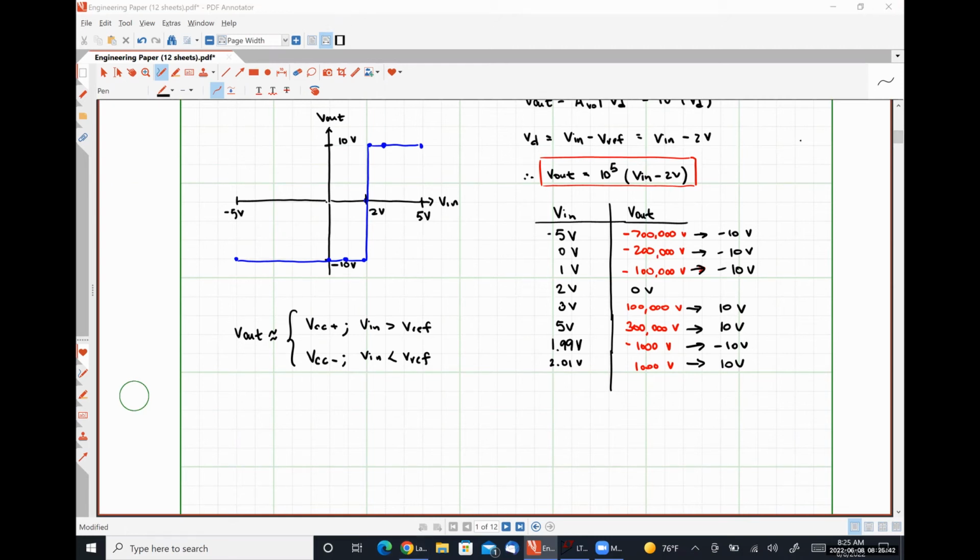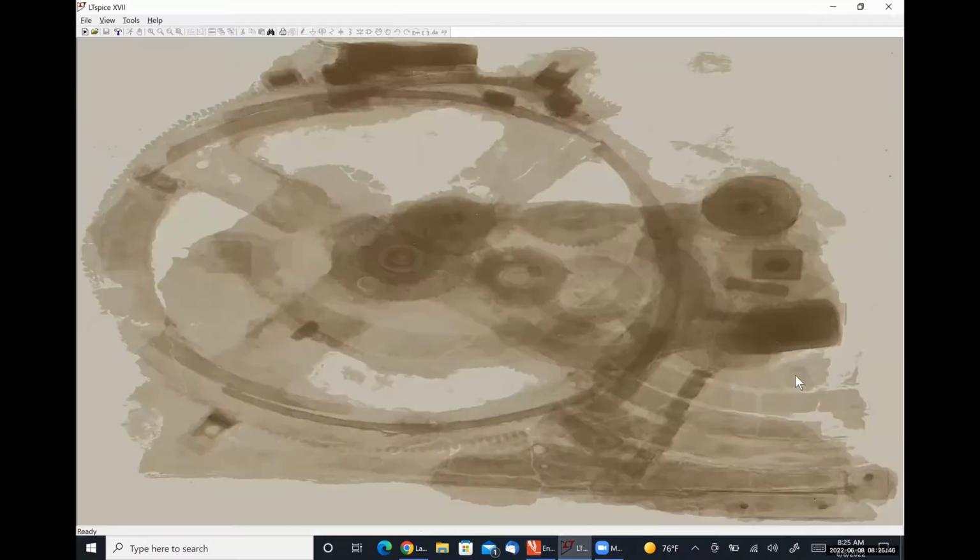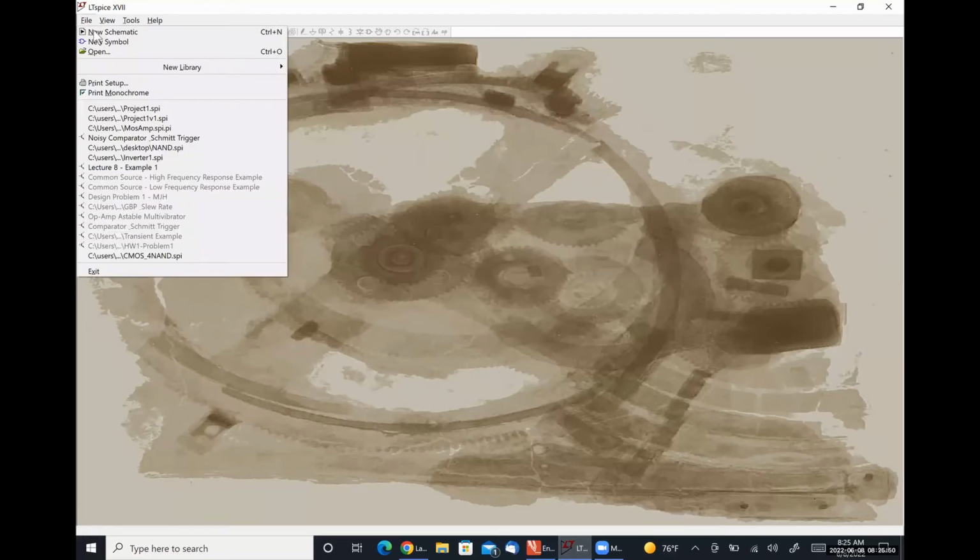All right, apologize for that delay. So I've got LTSpice already opened. Now I am going to open a new schematic and I am going to put down an op amp.